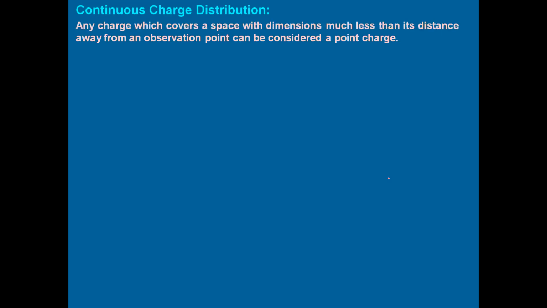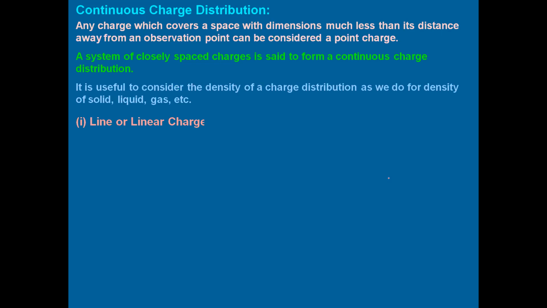Continuous charge distribution. As I told you in the beginning, there are three types of continuous charge distribution. One is linear charge density, another one is surface charge density, and third one is volume charge density. That is, instead of having discrete charge, a charge is distributed over the surface of a conductor. Linear charge density will play an important role if the shape of the conductor is such that its length is so big as compared to its breadth and thickness.